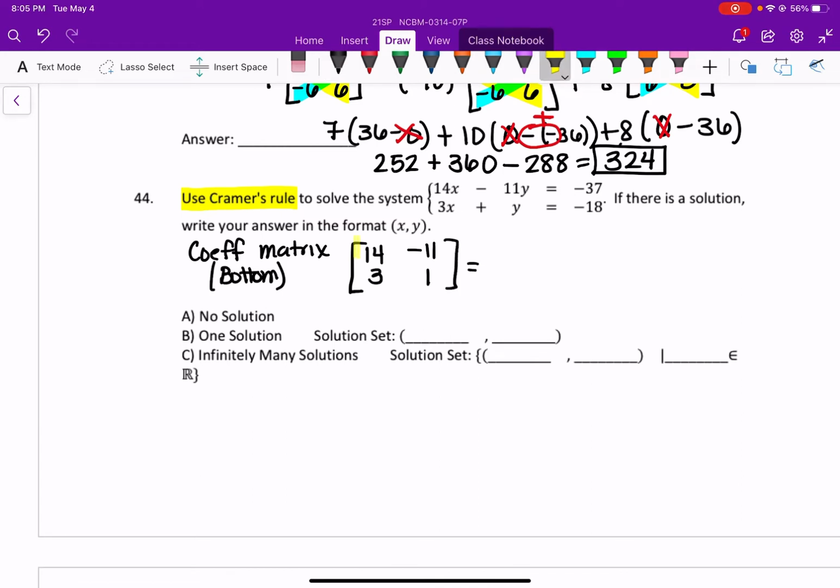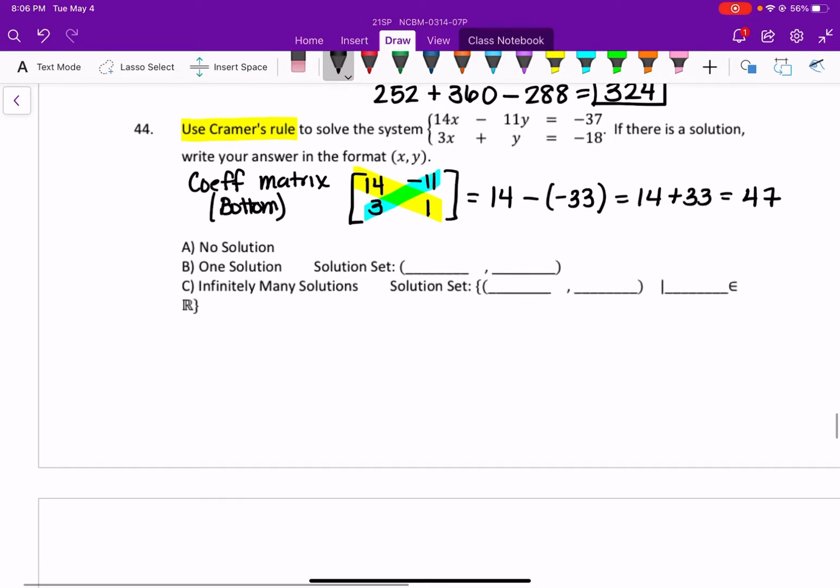So again, we're going to do our diagonal here. So 14 times 1 is 14. Minus, do the other direction. 3 times -11 is a -33. So we really have 14 plus 33. And 14 plus 33 is going to be 47. Now remember, this isn't my answer. This is just the bottom of my x and y when I go to find them.